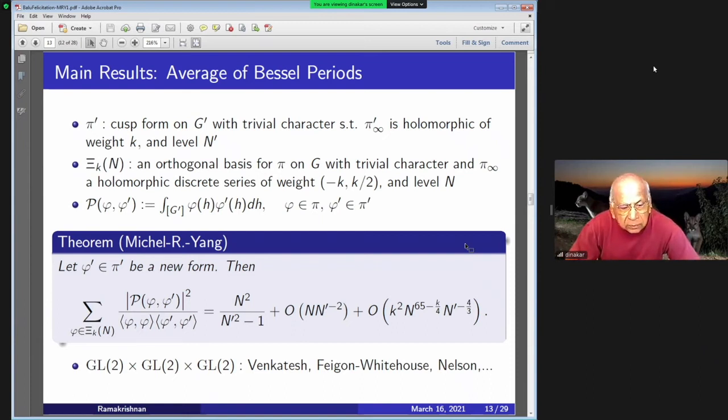Then I just wanted to say for GL2 cross GL2 cross GL2, there are many people, I'm sorry, these dot, dot, dots should include many names because there are many results. This is similar to GL2 cross GL2 cross GL2. In the triple product case, the degree of the L function is 8. Here, actually, the degree of the L function over Q is 12. So it's a bit complicated.